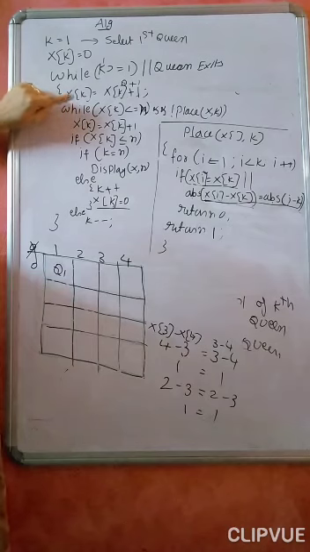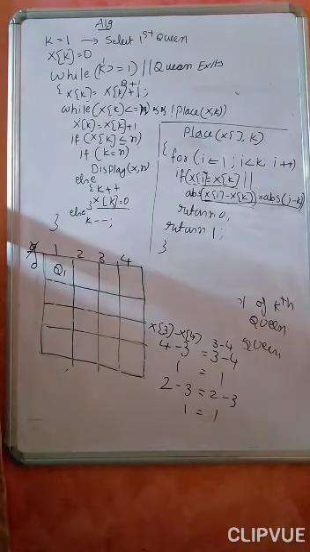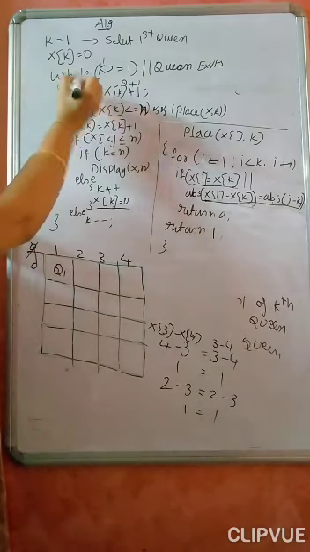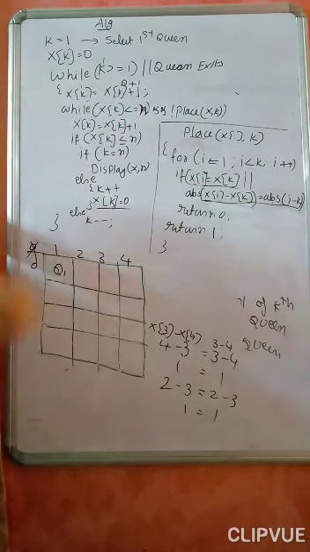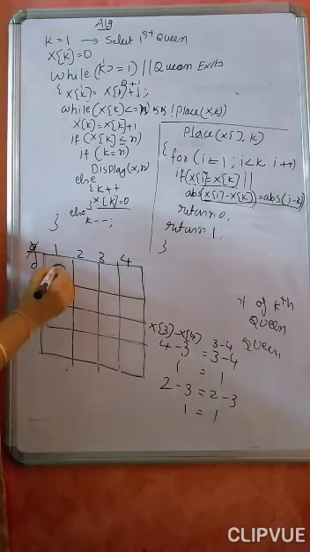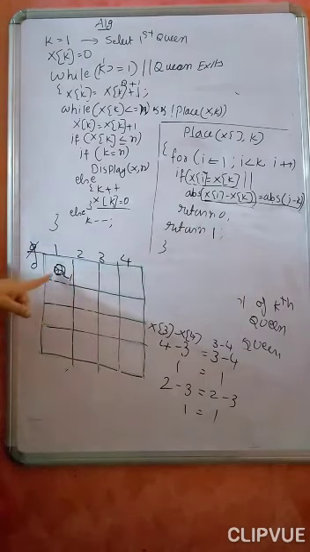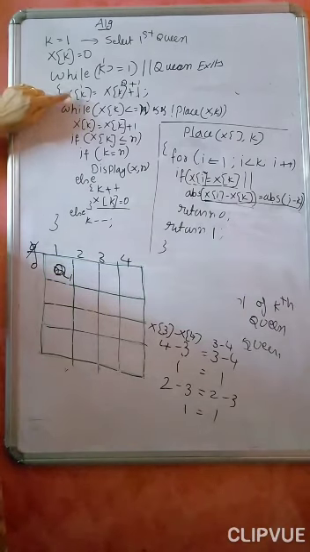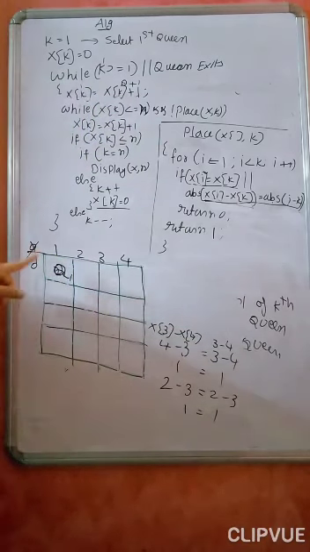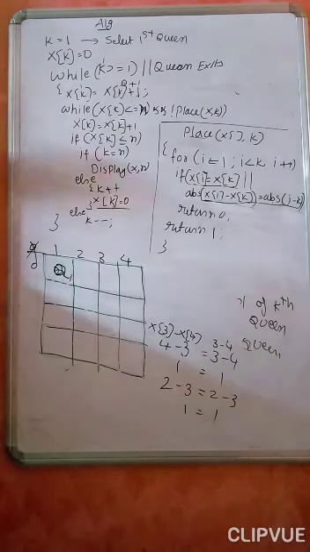So that is x of k is equal to x of k plus 1, means x of 1 is equal to 0 plus 1. It is nothing but 1. Means I am placing the queen in the first column. x of 1 is equal to 1 means I am placing the queen in the first column.